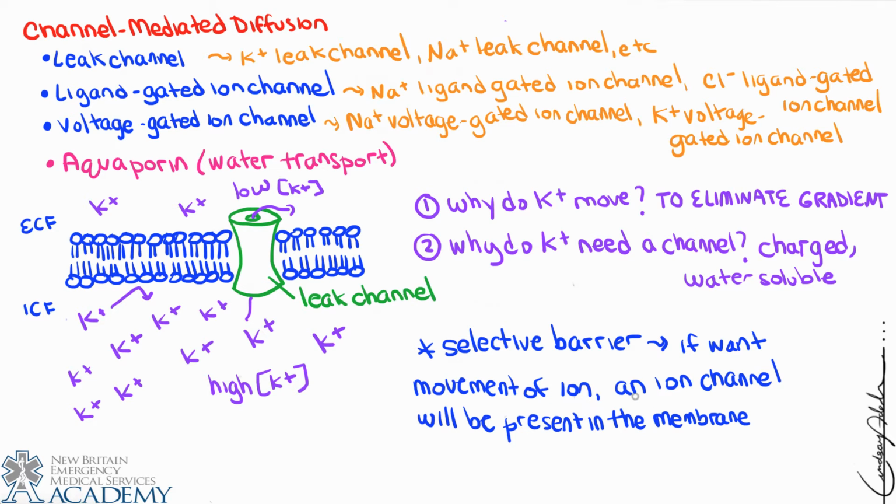But for now, just really focus on the fact that the presence of the channel is what allows the membrane to be a selective barrier. It puts the channel there because it wants the movement, or it takes the channel out because it doesn't. The leak channels are always open. So when the leak channel is present, as long as there's a gradient, the ions will be able to move through and try and eliminate that gradient.